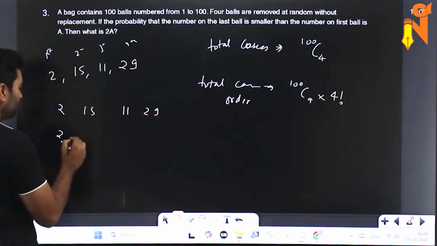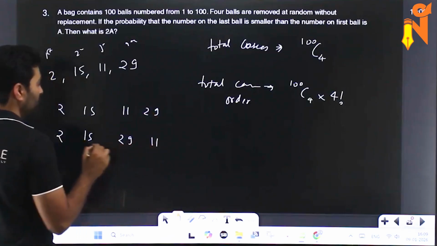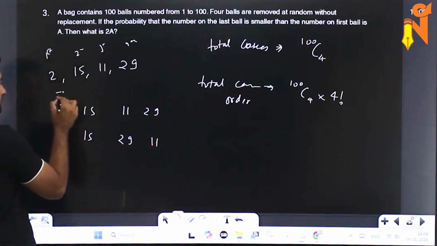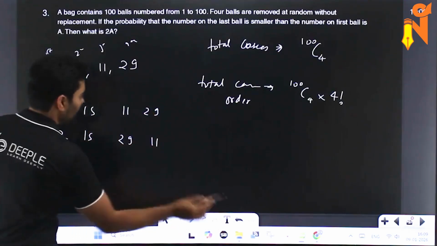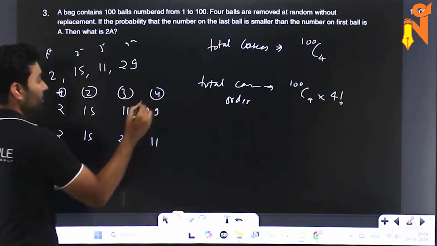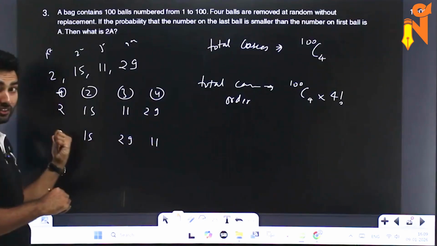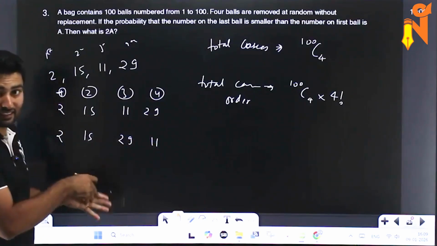Okay, or 2, 15, 29, 11. Okay, it's like a first position. I will write here, first position, second position, third position, fourth position. Fourth position number should be smaller than first position. So I will make all the cases, right?